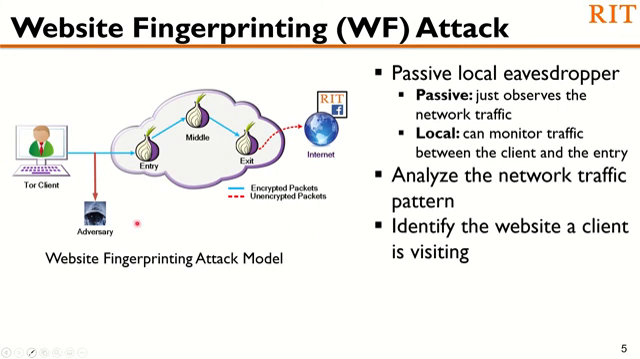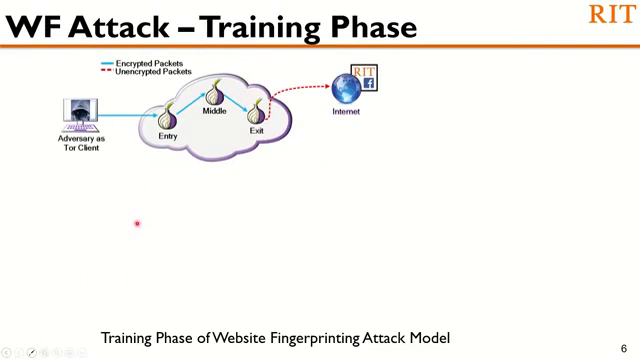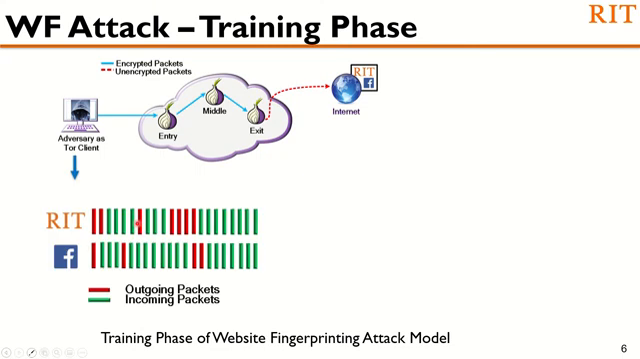Several studies show that a website fingerprinting attacker can de-anonymize the activity of a Tor client just by analyzing the network traffic, even though it is encrypted. To perform the attack, the attacker first needs to train a machine learning or deep learning classifier with the network traffic of the sites of his interest. To collect the traffic, the attacker acts as a Tor client and collects the network traffic, like this example of RIT and Facebook network traffic flow.